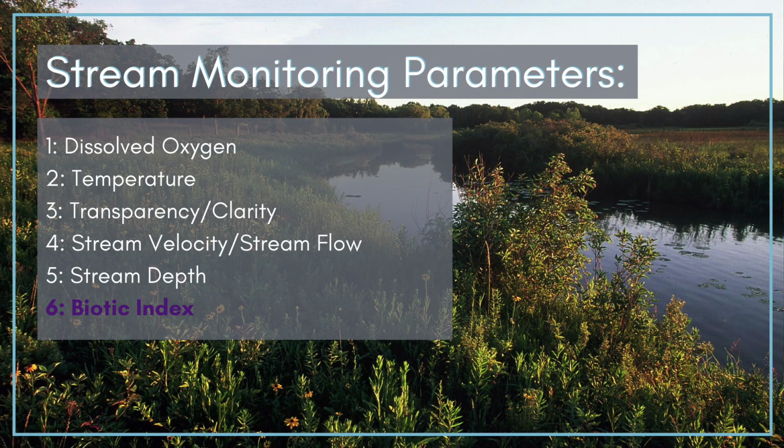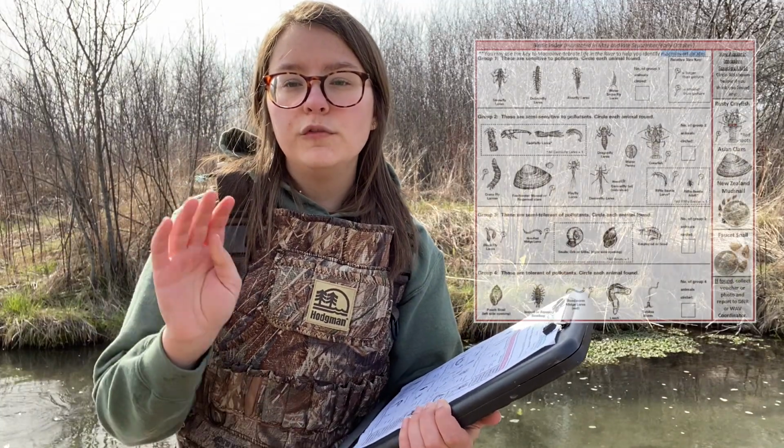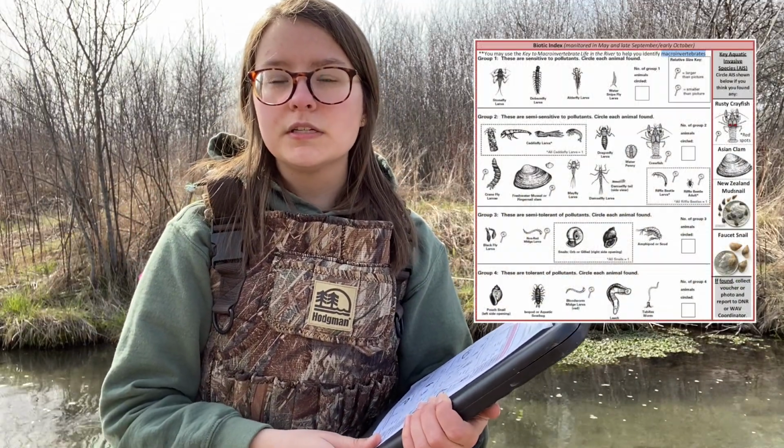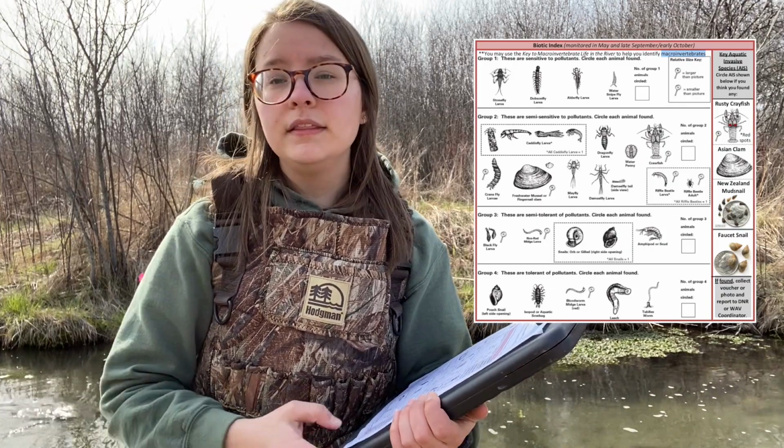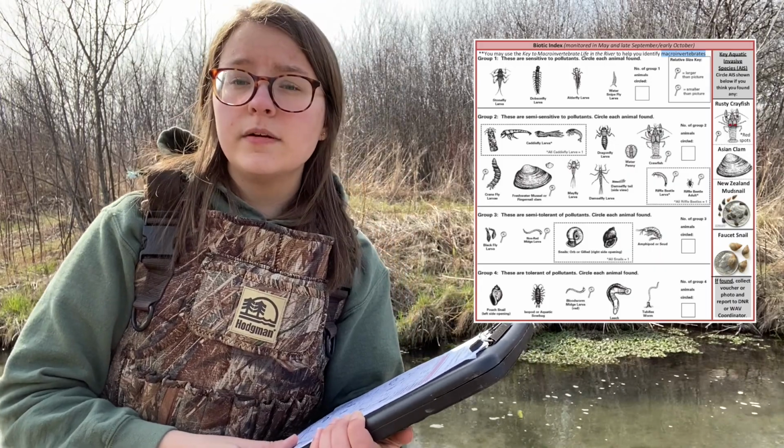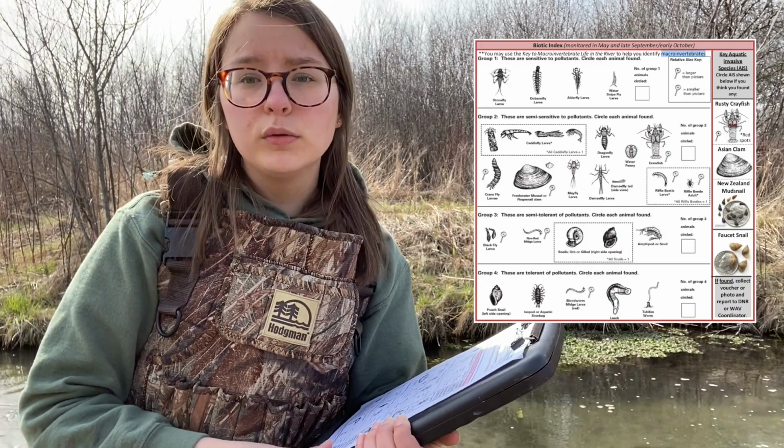The last parameter we will be measuring today is the biotic index. The biotic index is a list of macroinvertebrates that we are looking for in the stream. This can tell us a lot about the level of pollution and the overall stream health. Now, our biotic index is split up into 4 different groups of macroinvertebrates. Group 1 is very sensitive to pollutants. You'll only find these macroinvertebrates in streams that are very healthy and have very low levels of pollutants.